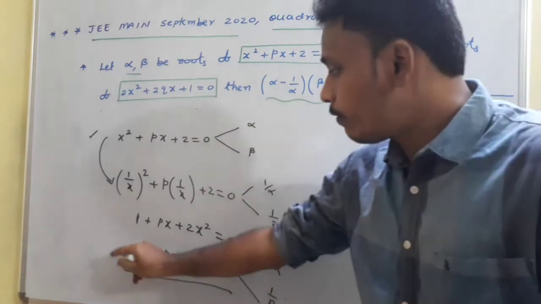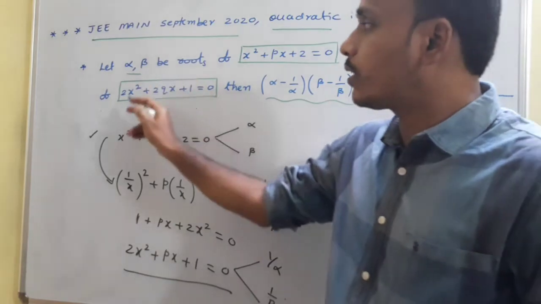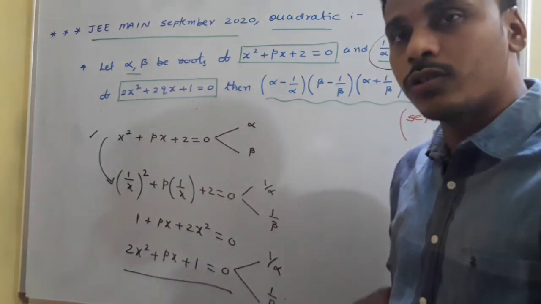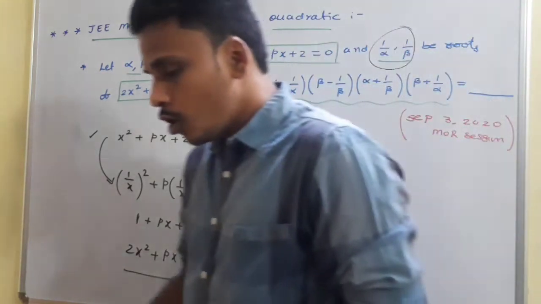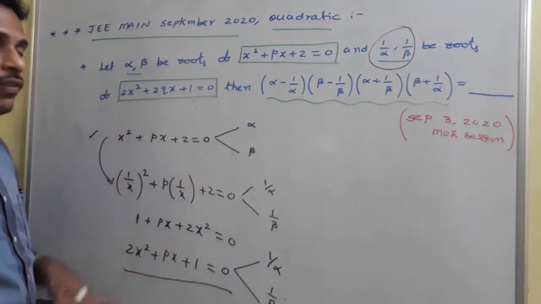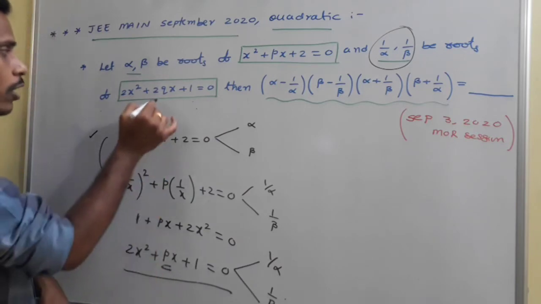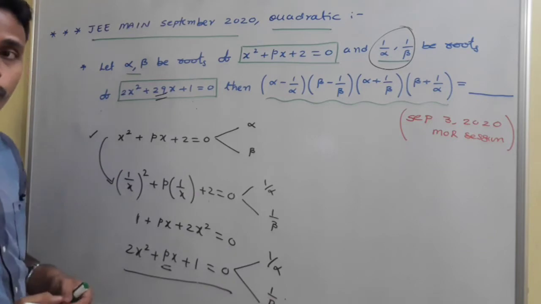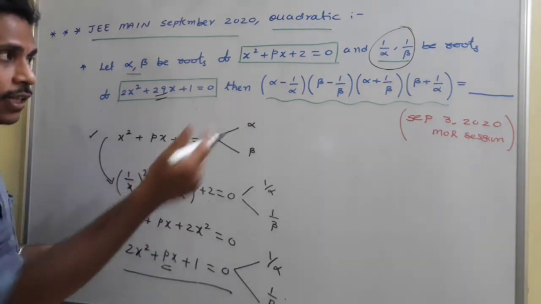At the end, for this equation as well as the given equation, the roots are 1 by alpha and 1 by beta. Both the roots are same, and so the coefficient of x square and constant terms are also same. So finally we conclude that P is equals to 2Q. We have one relation between P and Q which helps us in finding the product.